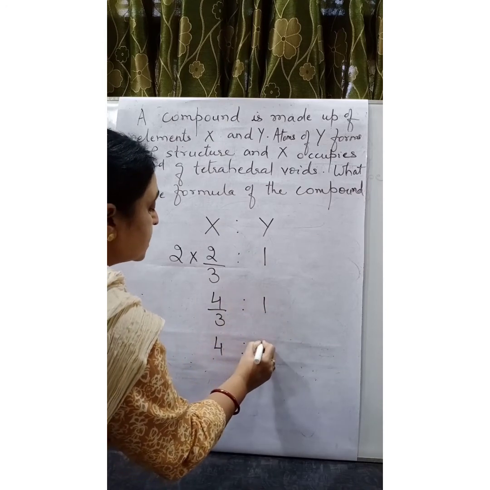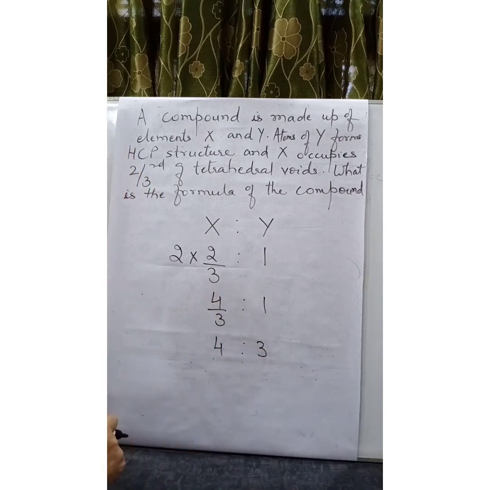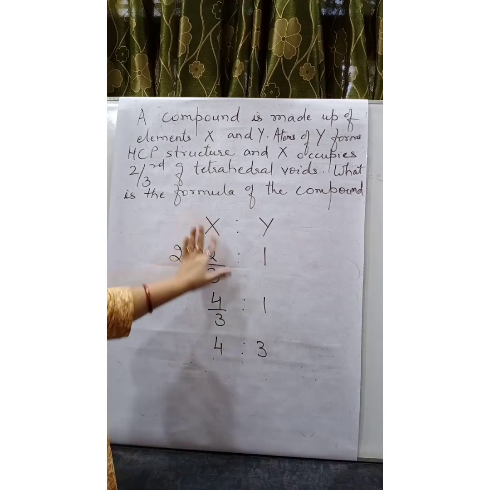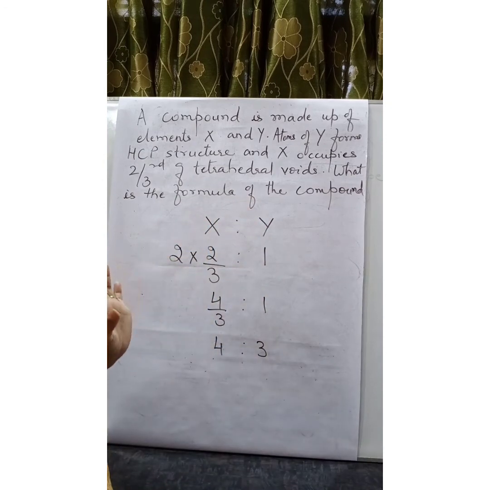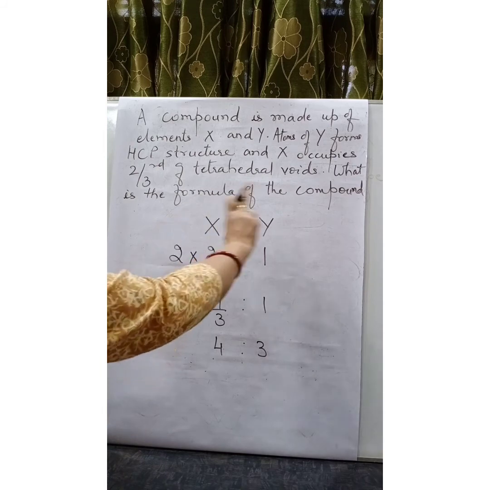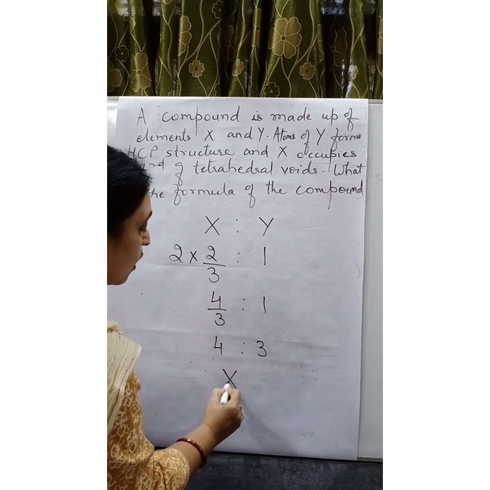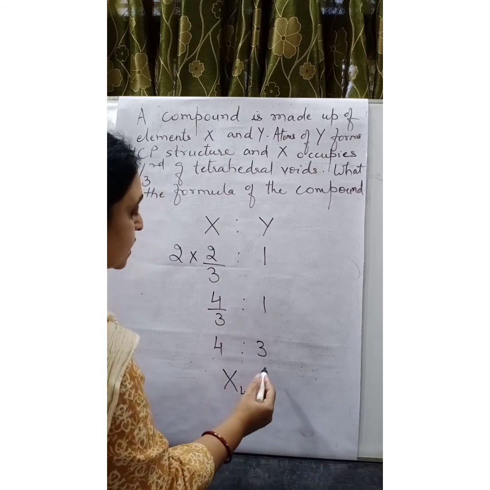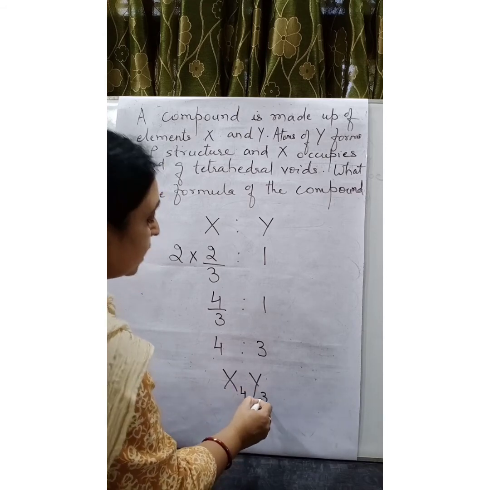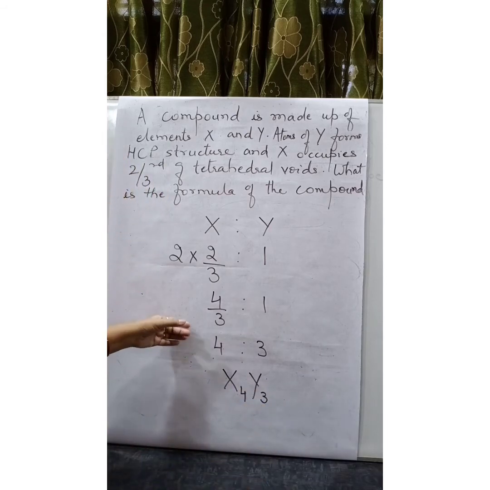So 4 is to 3 if I take 3 on this side. Now in this case we don't need to make cross multiplication. So what is the formula of the compound now? Directly X is 4. So the formula of the compound is X4Y3. Let us see another type of numerical.